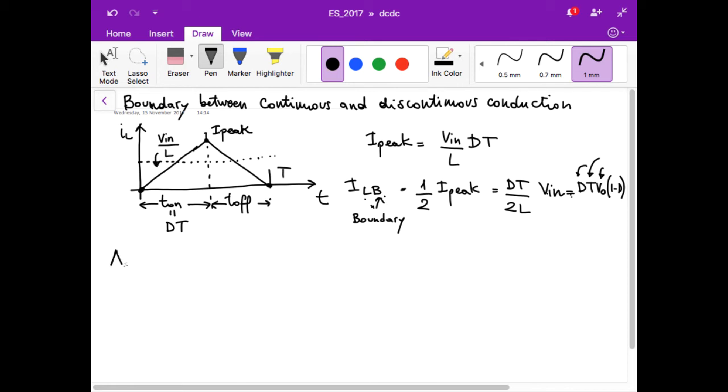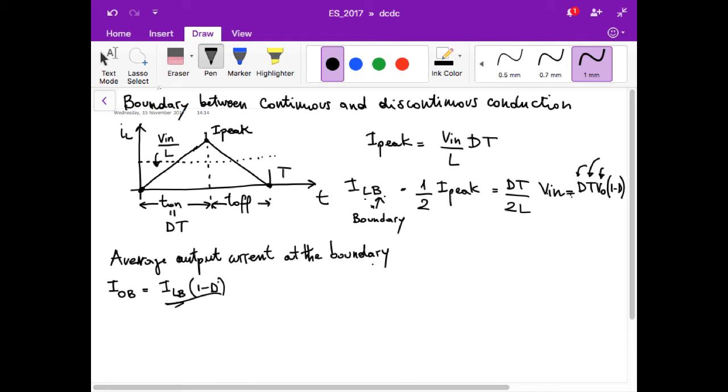Okay, the average output current at the boundary, IOB, the output current at the boundary, is equal to a fraction of the current in the inductor, because the current in the inductor goes to the output only for a fraction 1 minus D of the total period. So this is ILB times 1 minus D.